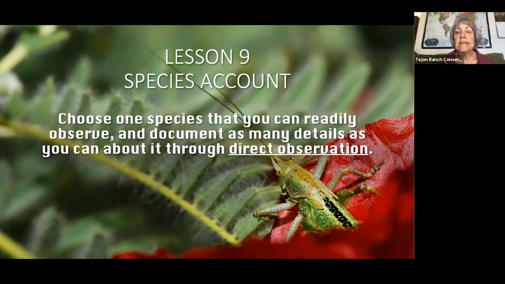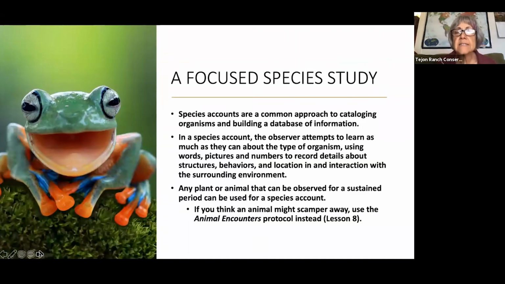Lesson 9 is called Species Account. In this lesson, you're going to choose one species that you can readily observe, and you're going to document as many details as you can about that one species through a technique called direct observation. This is a focused species study.